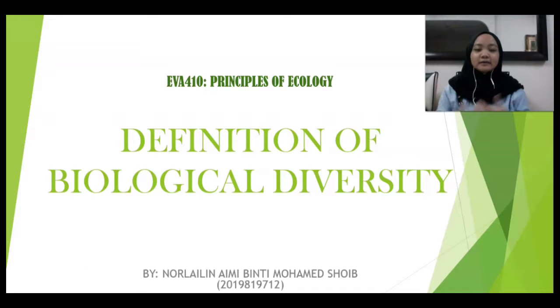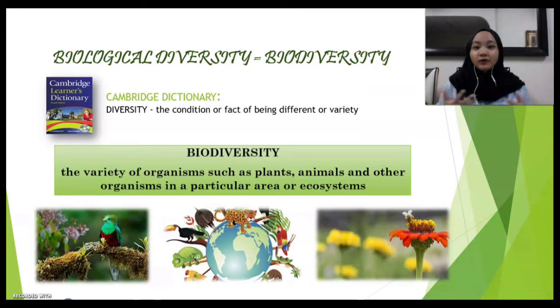Now, I will explain further about the definition of biological diversity. Biodiversity is a modern combination term of biological diversity. Cambridge Dictionary defines diversity as the condition or fact of being different or variety. In simple words, we can understand that biodiversity refers to the variety of organisms such as plants, animals, and other organisms in a particular area or ecosystem. Over decades, many authors and researchers suggested various explanations and details for the definitions of biodiversity.